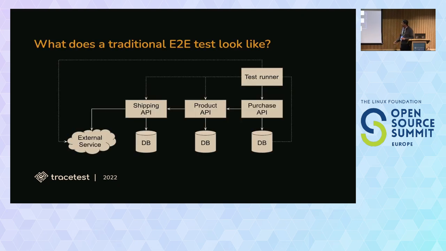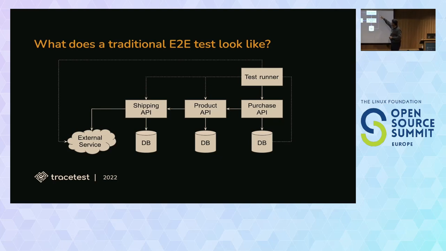All right, so let's compare this to a traditional end-to-end test. With a traditional end-to-end test, you would have a system. So you've got three microservices, one talking to an external service, they're talking to the database, and you need to instrument, your test runner needs to do calls out to these different systems to gather the information to get visibility into what happened when you did an API call. So basically, each time you write a test, you write your own instrumentation for these.